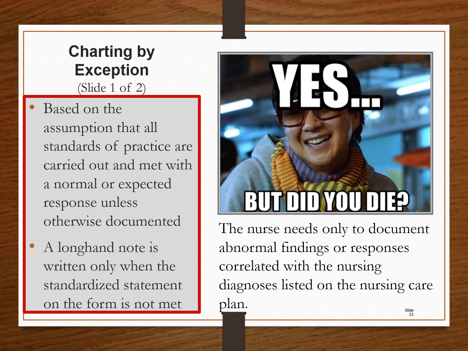So basically, charting by exception. Some facilities will automatically put WNL, within normal limits, if it's okay, and then they only basically chart on things that are not normal. Some people believe WNL doesn't mean within normal limits. It means we never looked. So that's a different opinion on that.